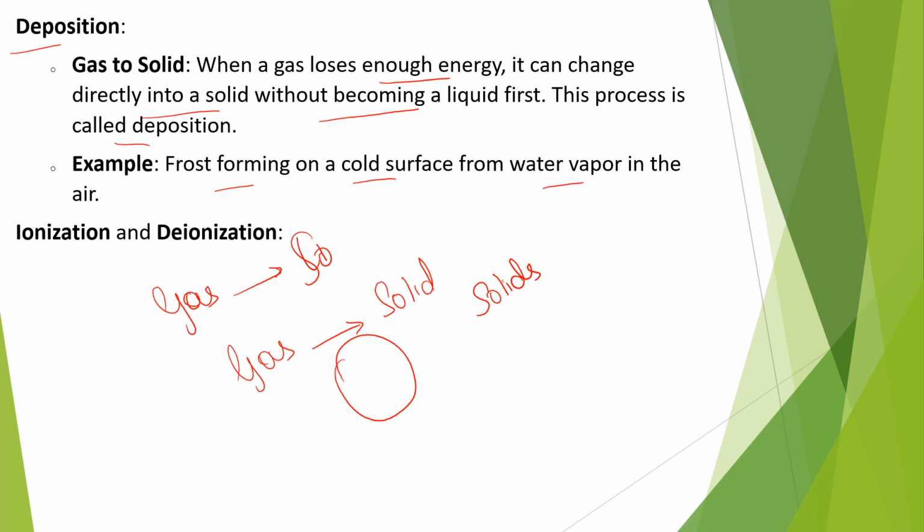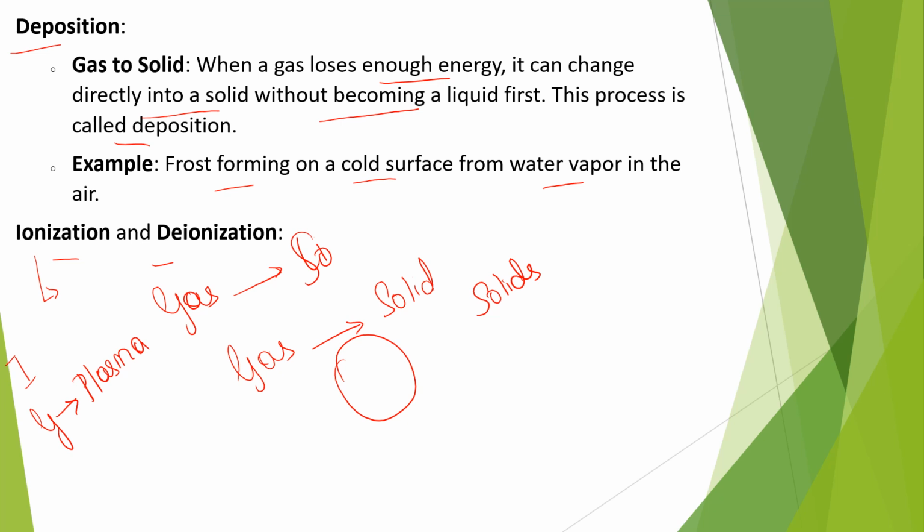Okay, and the next process is ionization. What is ionization? A gas turning into plasma is called ionization, and plasma turning into gas is called deionization. This is enough for you at this stage.